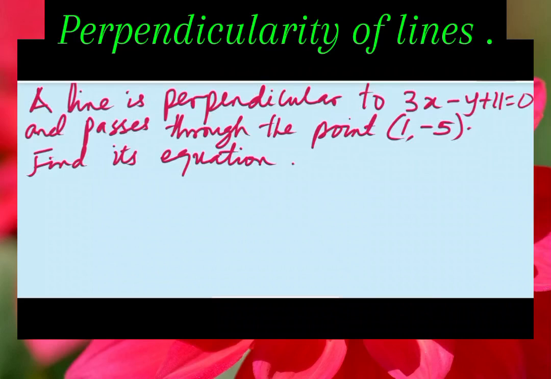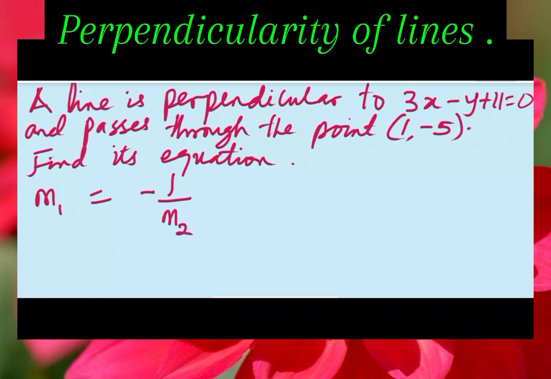A line is perpendicular to 3x minus y plus 11 equals 0 and passes through the point (1, minus 5). Find its equation. Very good. Two lines are said to be perpendicular if the gradient of the first line, m1, is equal to minus 1 over the gradient of the second line.